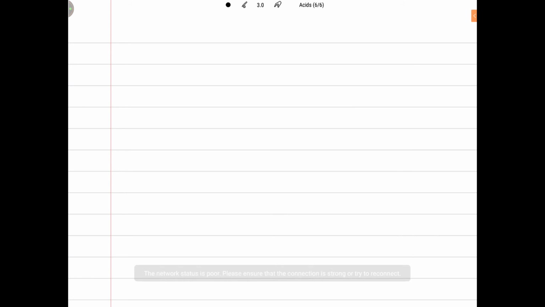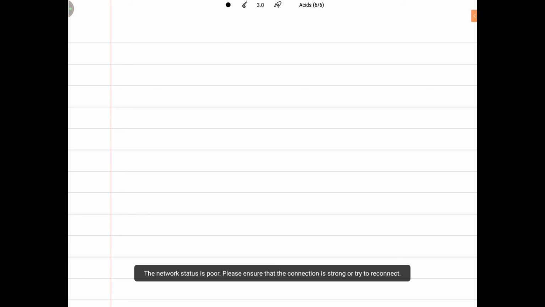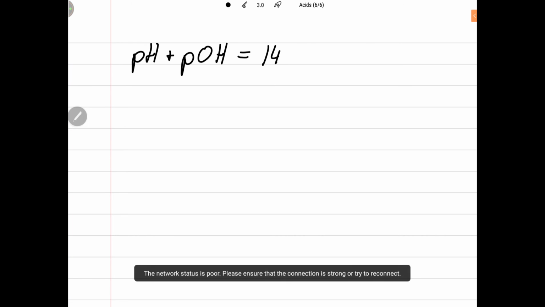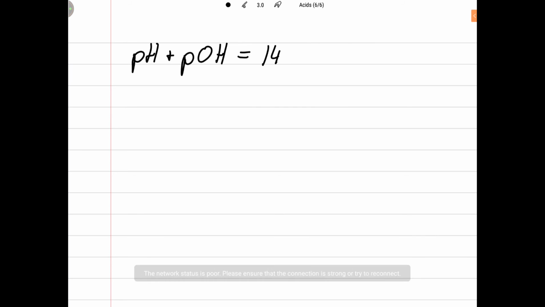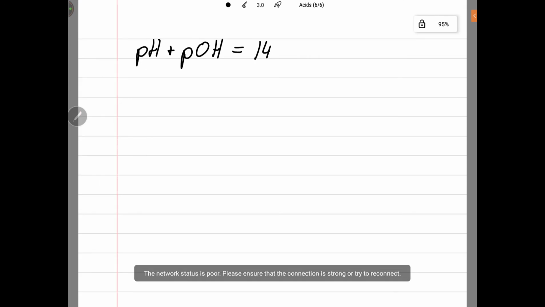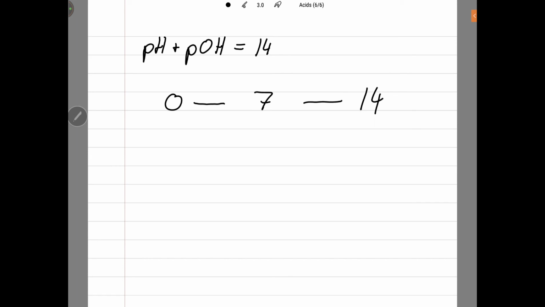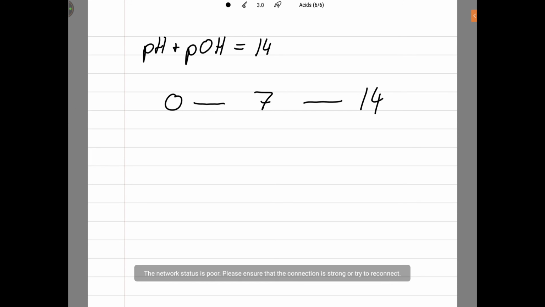So, in water, when we have a solution, acid or base, in water, we have pH plus pOH equals 14. And we can easily convert pH and pOH into each other. We also, in water, have a nice scale from, let's say, 0 to 7 to 14. That is probably what you are familiar with. That is the pH scale. Yeah?